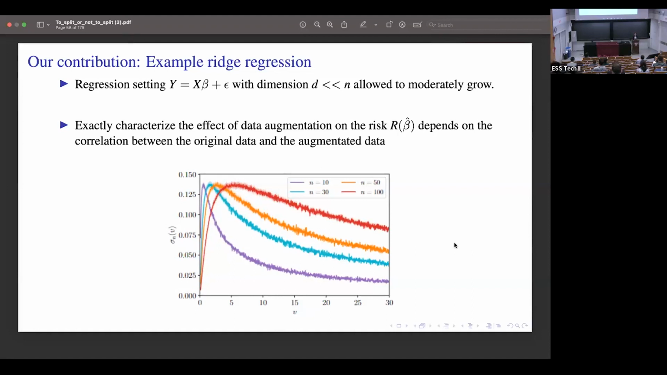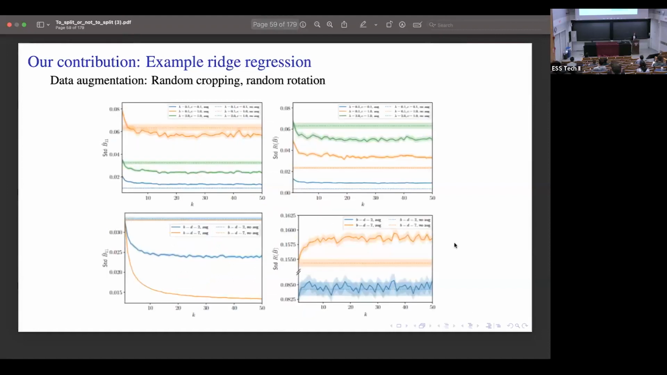So the behavior of data augmentation here is a bit complex. Let's look at this other simulation here. Here we study data augmentation with random cropping and random rotation. In the first row, this is looking at the variance of my estimators. And here I'm looking at the variance of the risk. And so you can see here that for random cropping, data augmentation helps both reduce the variance of your estimator and the variance of your risk.